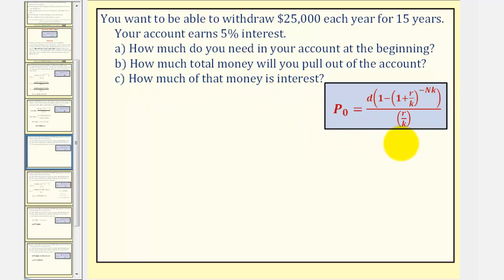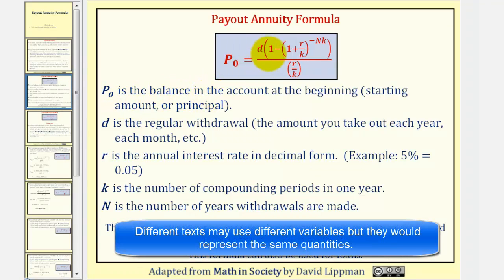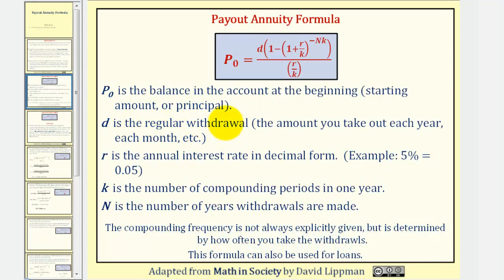So here's the payout annuity formula. Let's review what these variables represent. P sub 0 is the balance in the account at the beginning, also called the starting amount or principal. D is the regular withdrawal amount, or the amount you take out each time period. R is the annual interest rate expressed as a decimal. K is the number of compounding periods in 1 year, and N is the number of years withdrawals are made. The compounding frequency is not always explicitly given, but is determined by how often you take the withdrawals.